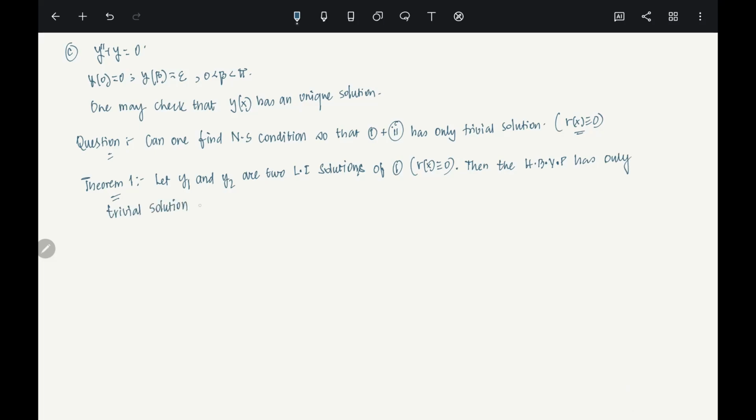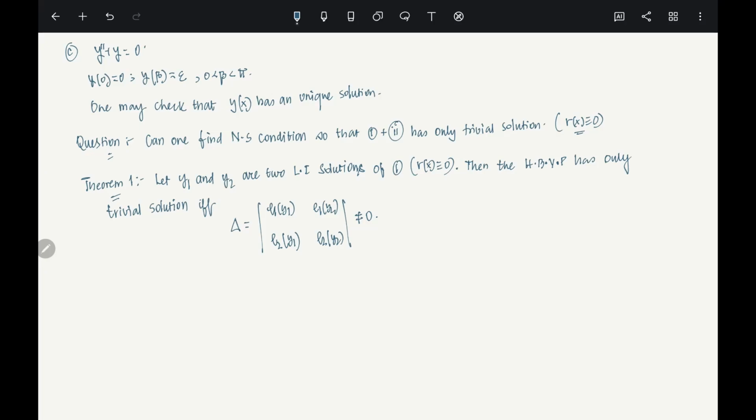What is the condition? If and only if, the condition is, I will write it as delta. This is the requirement which I am going to use: the determinant with rows L1 of y1, L1 of y2, and L2 of y1, L2 of y2. This will be non-zero. We know what y1 and y2 are, right? Yes, let's say y1 and y2 are given.